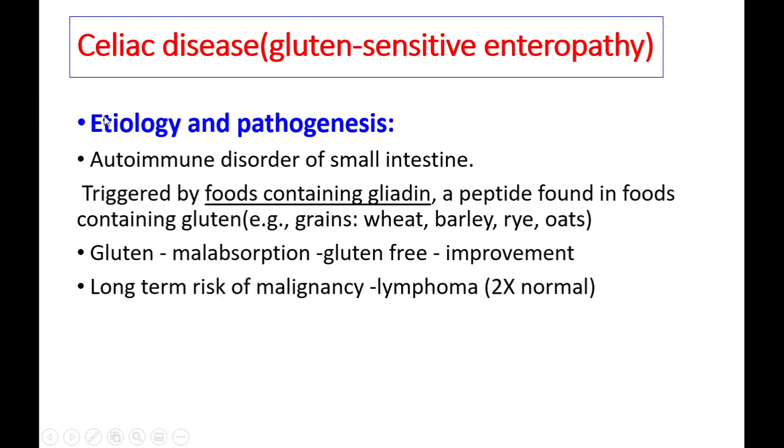Celiac disease is also associated with a long-term risk of malignancy, that is, gastrointestinal lymphoma, small intestinal lymphoma, which is a severe type of lymphoma, high-grade lymphoma, and carries two times the risk of the normal population.